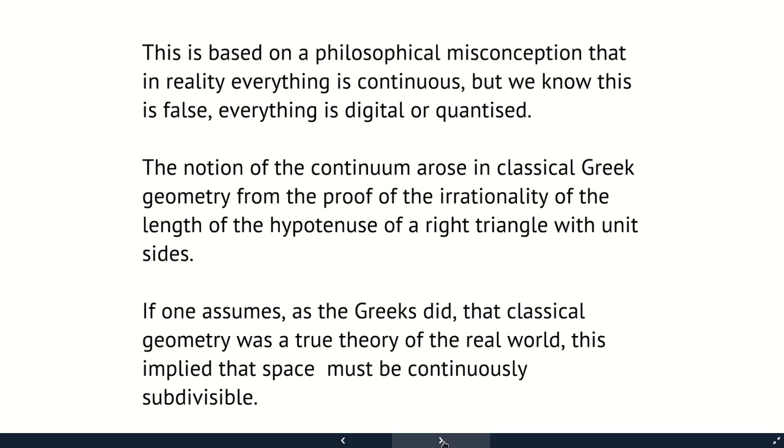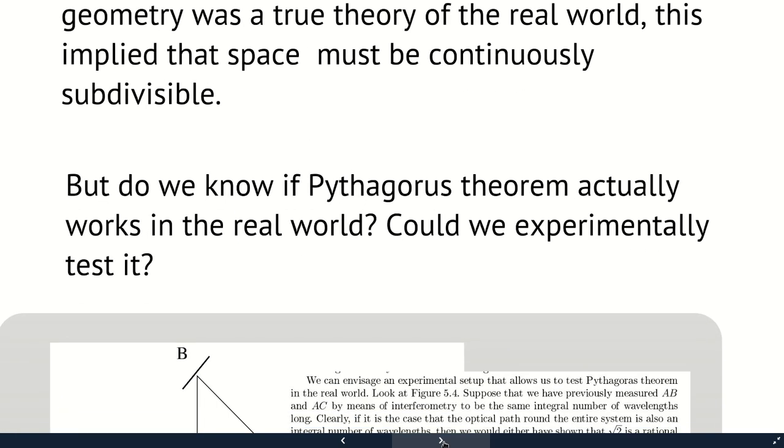Then the hypotenuse is going to be root 2, and they were able to prove that root 2 was an irrational number. The Greeks assumed that classical geometry was a true theory of the real world, and therefore, if irrational numbers couldn't be expressed as a ratio of two integers, that seemed to imply that space itself must be continuously divisible. But how do you know that empirically? Could you even in principle test it?